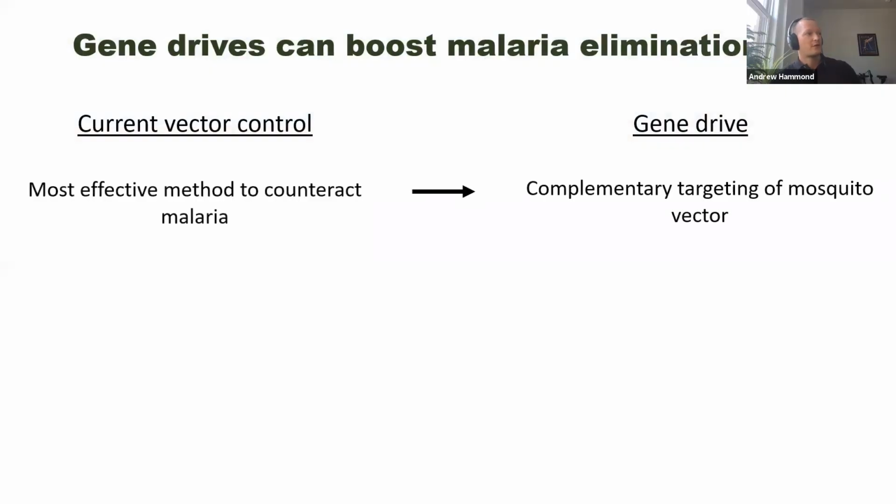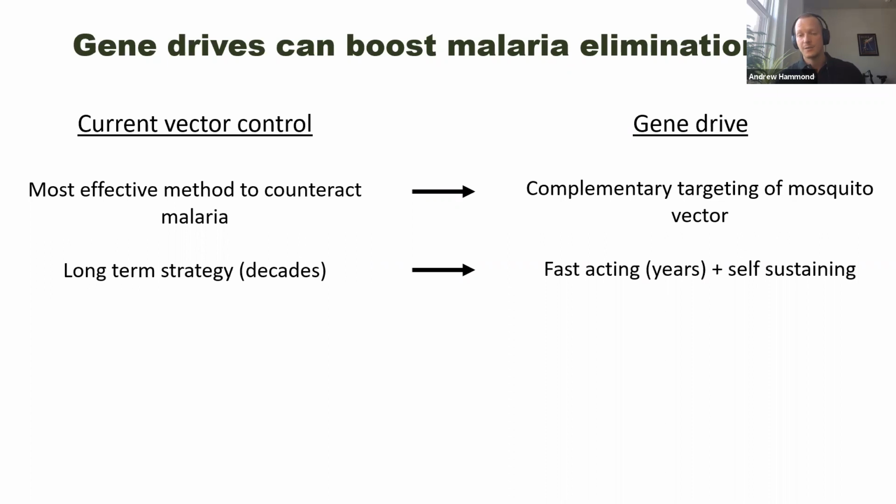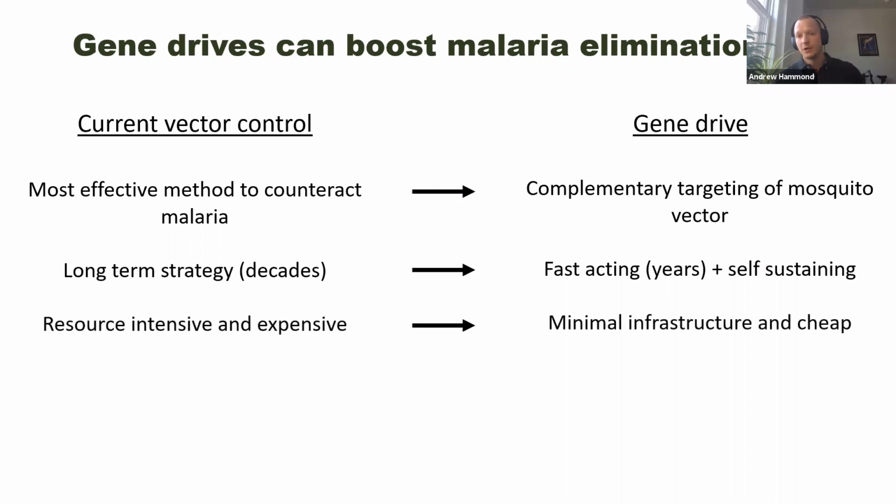So for current vector control, the most effective method is to target the mosquito. And this is something that gene drives do as well. It's entirely in line with what we already do to control malaria. Gene drives can work very, very fast because of this mechanism of spread. They can be very, very cheap because the mosquitoes are the thing that do the work.